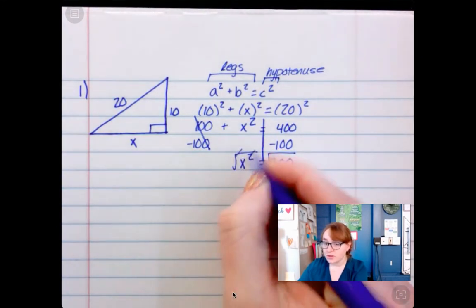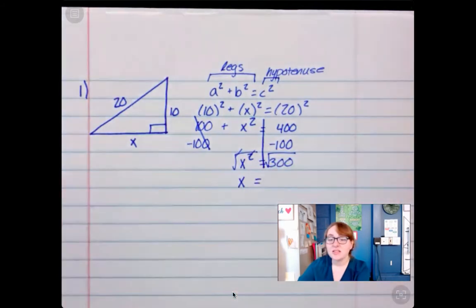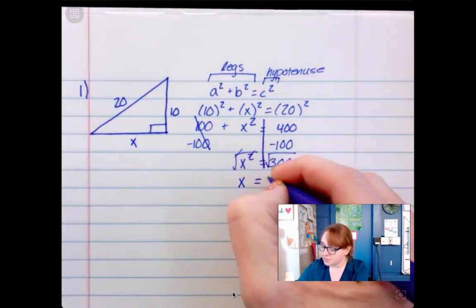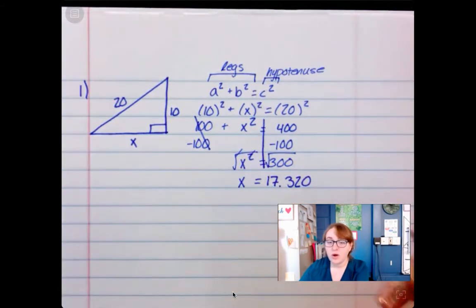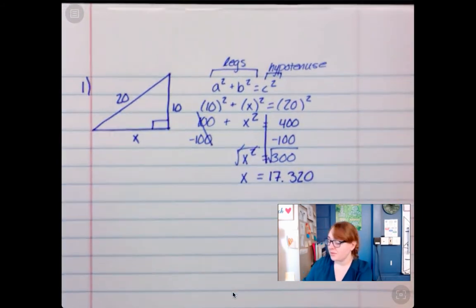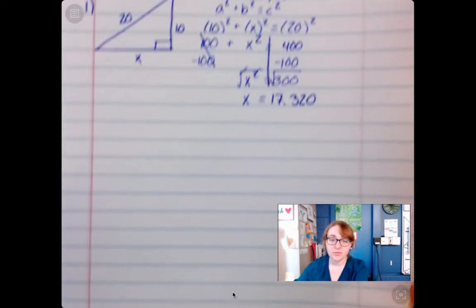The square root and the square are going to cancel out, leaving us with just that x. Since this problem did not ask us for a simplified version of our radical, it did not want us to do a factor tree, so I am totally fine if we just plug this into our calculators and we get 17.320. Remember, I want 3 numbers after the decimal place here.